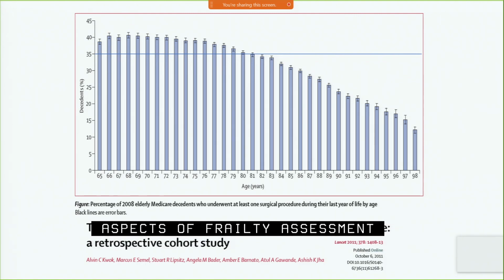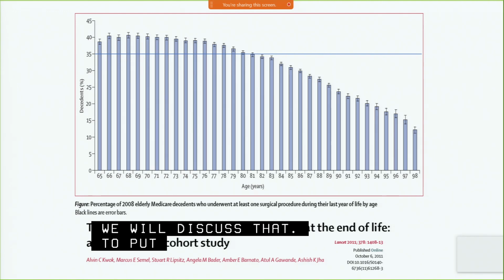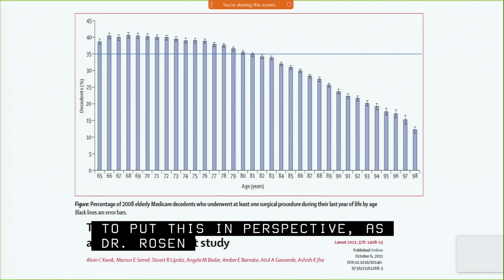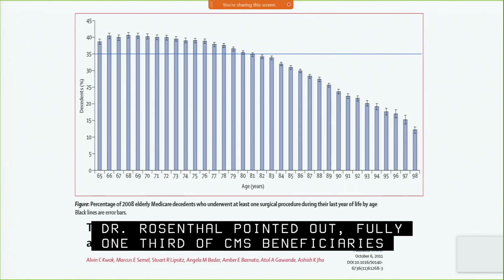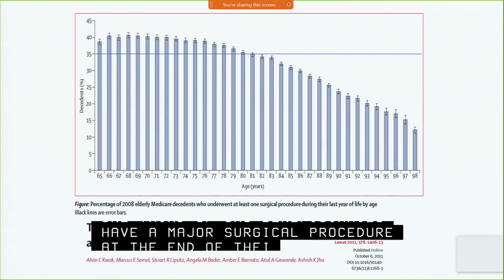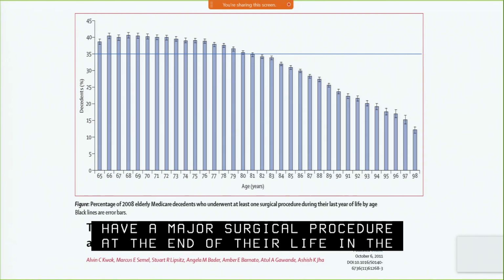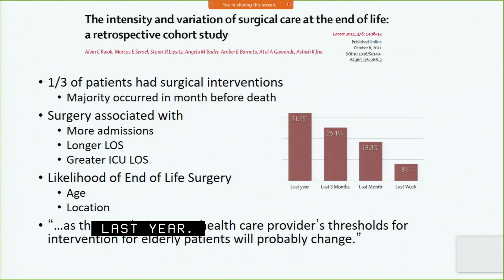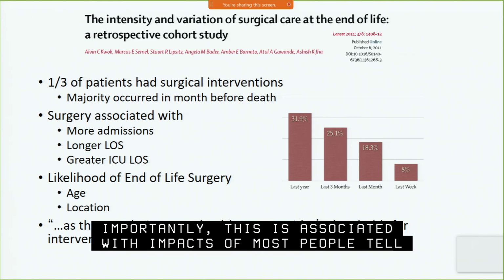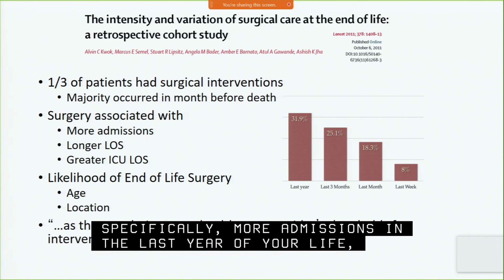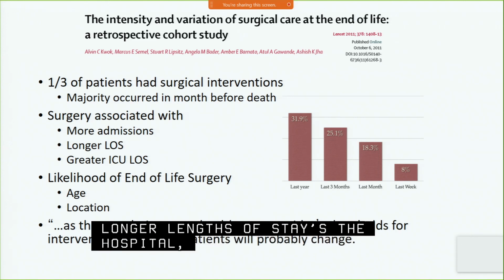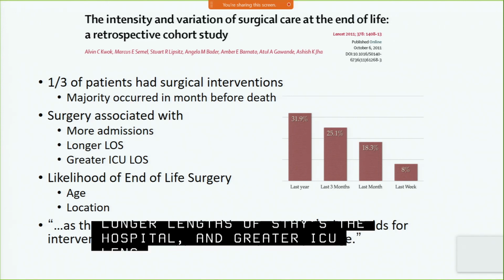Importantly, as Dr. Rosenthal pointed out previously, fully 1/3 of CMS beneficiaries have a major surgical procedure in the last year of their life. And this is associated with impacts that most people tell us they do not want: more admissions in the last year of life, longer length of stays in the hospital, and greater ICU length of stay. And these are all of the things that we saw in the Omaha data.